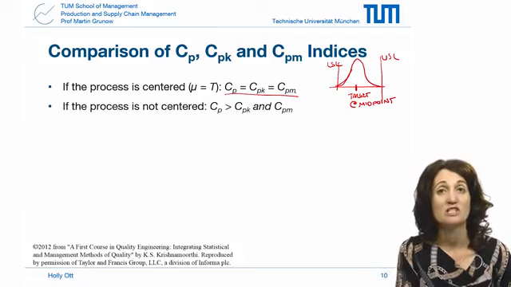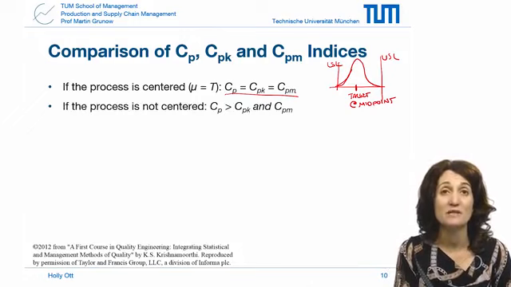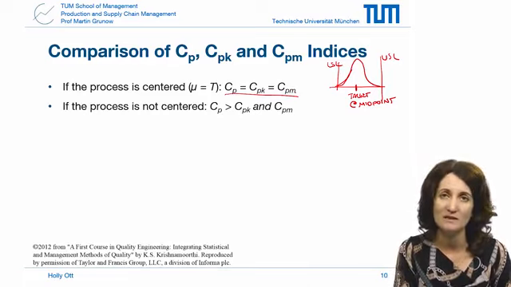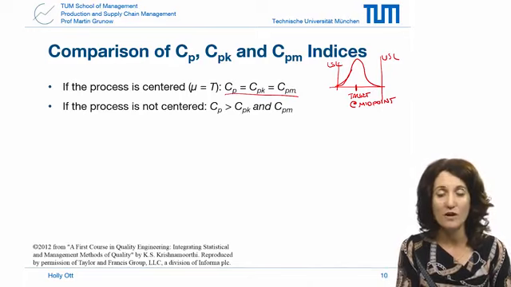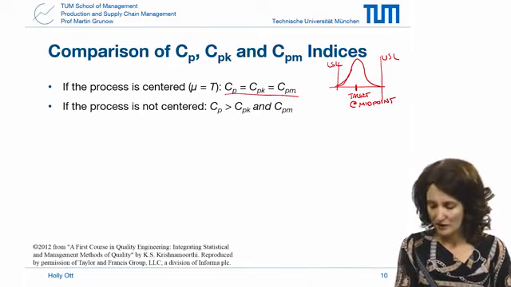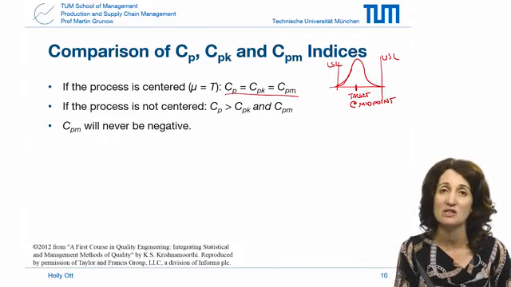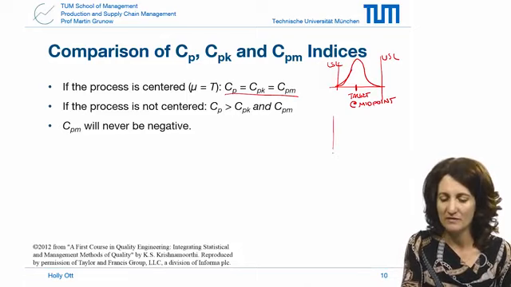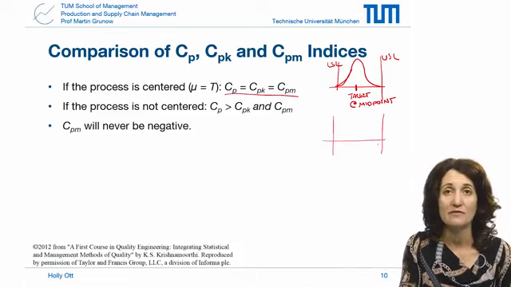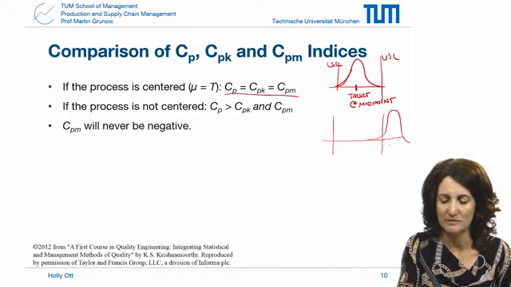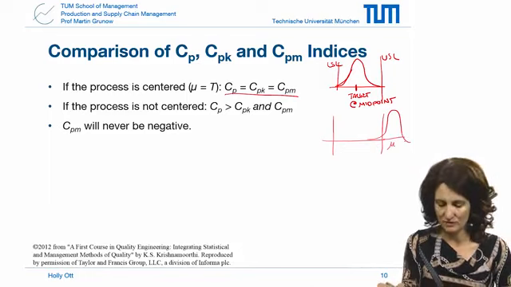However, if the process is not centered, then CPM and CPK will be different from CP, and they'll both be smaller because, again, as we said, CPK and CPM both evaluate the lack of centering of the process in addition to the variability, although they follow different approaches. Now, another thing to note is CPM will never be negative, whereas CPK can be negative if the process center is actually outside the specification limits.